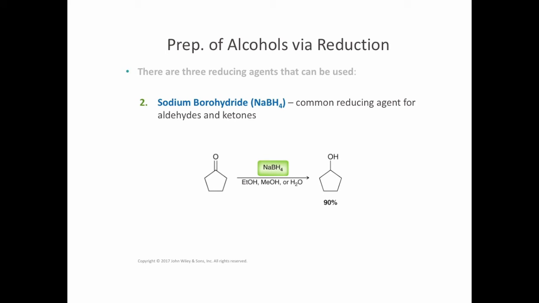The next 2 are what are called hydride reagents. A hydride is simply a hydrogen with 2 electrons and a negative charge. So with sodium borohydride, we can convert aldehydes and ketones into the corresponding alcohol. So sodium borohydride is the active reagent, and then we typically use one of these solvents.